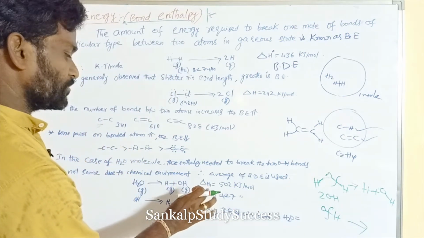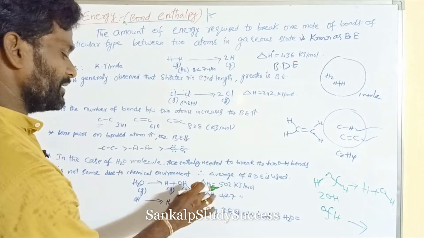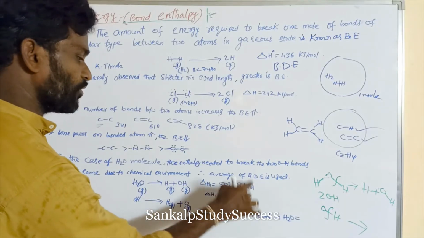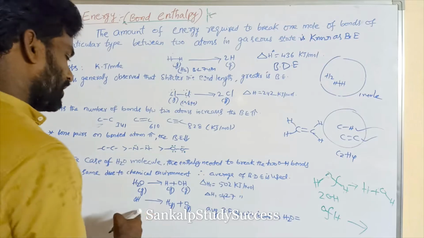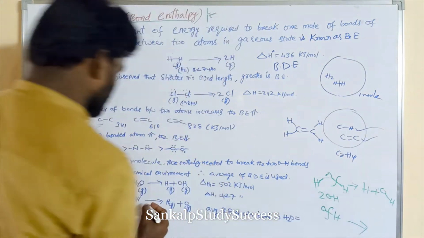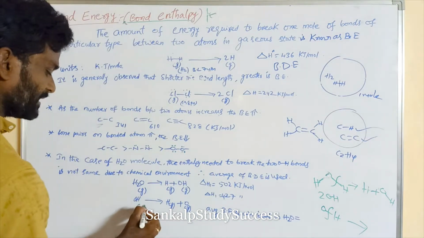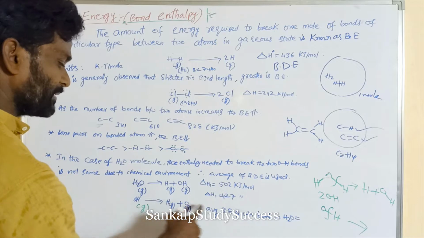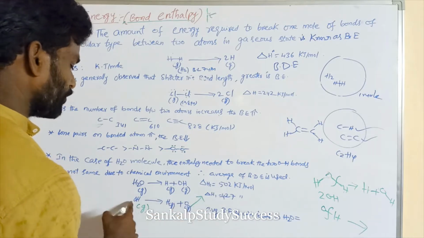How much energy is required? Its delta H1 is equal to 502 kilojoule per mole. Now here the OH is also again taken, present in gaseous state. So some amount of energy is required to break that O–H bond.